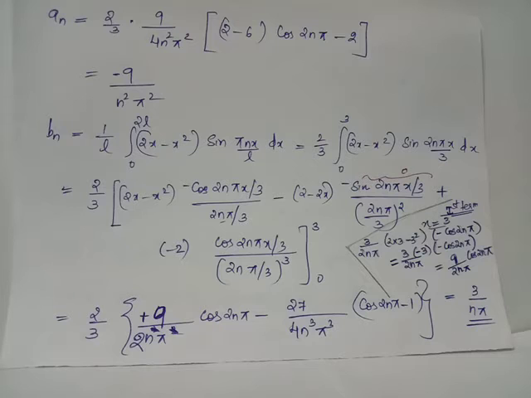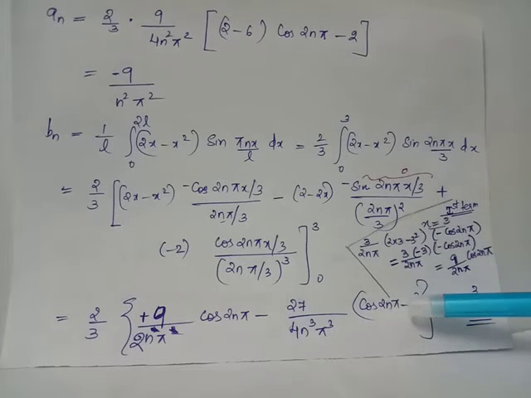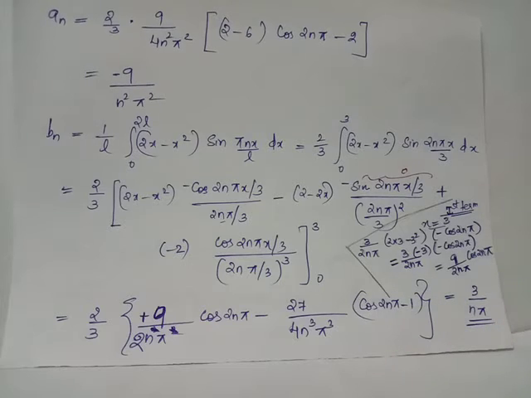When you give x equals 3 to the function cos 2n pi x by 3, it becomes cos 2n pi which equals 1. When you give x equals 0 to the function cos 2n pi x by 3, it becomes cos 0 which is again 1. Since these two values are 1, this term will also become 0.